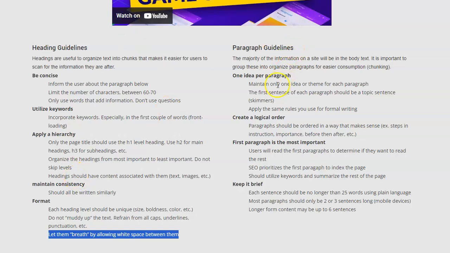Paragraph guidelines. The majority of your text, and the information, is going to be your body text. It's really important that you try to keep these organized into paragraphs for easier consumption. That's called chunking. Basically, people will take information, create associations, and keep those together, because it makes it easier to understand them as a larger concept as well as the details contained within.